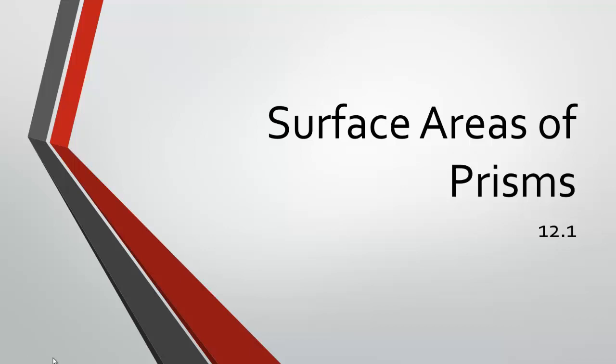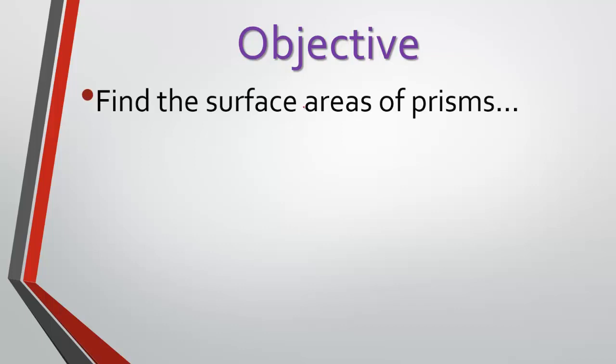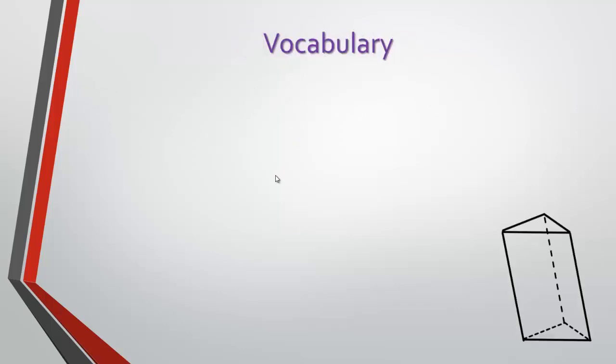All right, so we have the final unit of the year. You guys excited about that? All right, so this is surface area of prisms, and this can be found in 12.1 in your books. Let's get right to the objective. We only have one: to find the surface areas of prisms. Simple enough. All right, let's move on to some vocabulary.